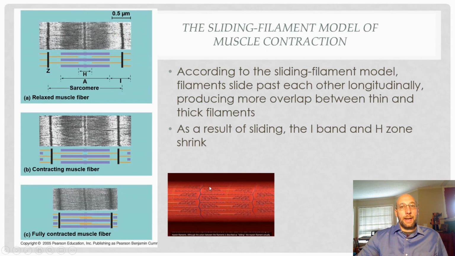So the sliding filament model of muscle contraction is that the sarcomere actually shortens in size. And the way it shortens in size is thin filaments actually slide to the center. As a result, the I band and the H zone shrink.